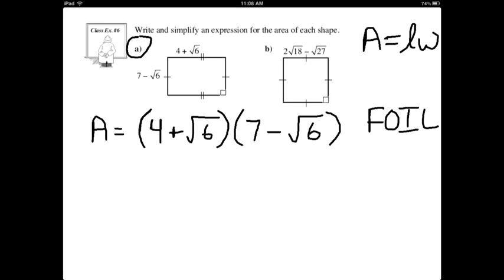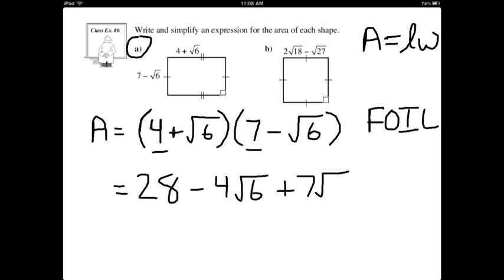So for the first step, what we're going to do is multiply 4 times 7 together. So 4 times 7, of course, is going to be 28. Then we're going to multiply the outside ones together. So that's going to be 4 times a negative root 6, so that's going to be negative 4 root 6. After that, you're going to multiply the inside terms together. That's going to be 7 times root 6, so that's going to be plus 7 root 6.